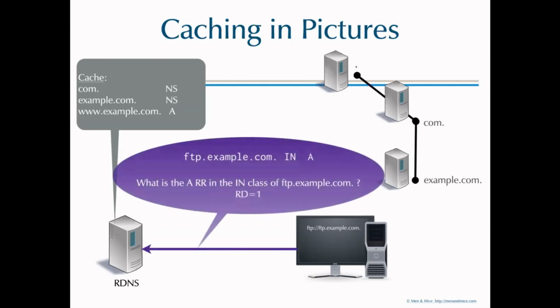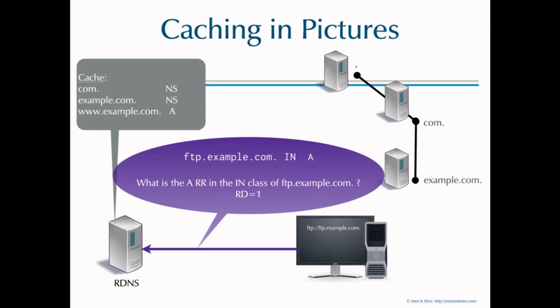Same exact story as before. Recursive query, RD flag equals 1, arrives over at the RDNS server. Hey, what's the answer? The RDNS server is going to look in its cache. Does it have an A record for ftp.example.com? Nope. But it doesn't have to send it all the way to the root. It knows where the authoritative servers for example.com are, and it will choose one of those authoritative servers and send it there.